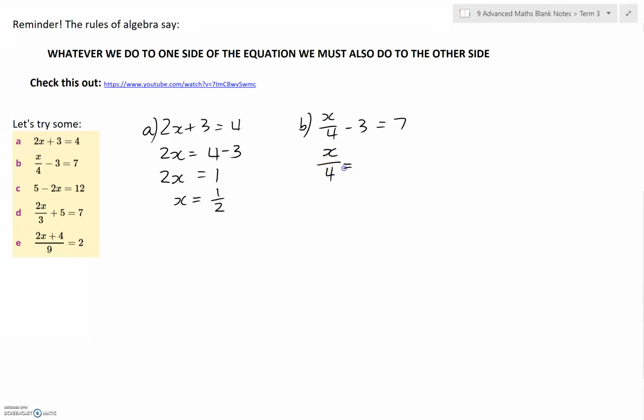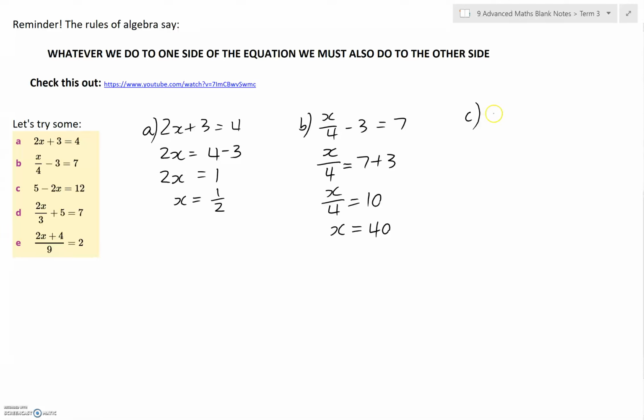So x over 4. Now, minus 3, we have to add 3 to both sides. So x divided by 4 equals 10. Now we can do something with that divided by 4. Of course, we need to multiply both sides by 4 to get rid of the divided by 4, because that's the opposite. So in this case, x equals 40. Hopefully you understand where that follows. If not, please see me in class.